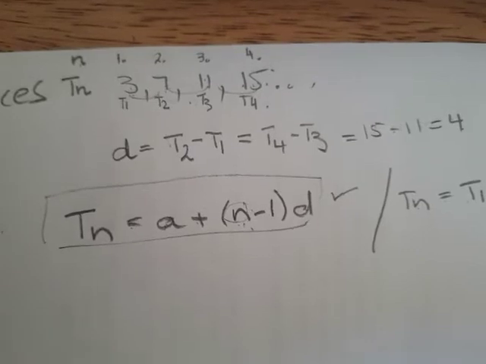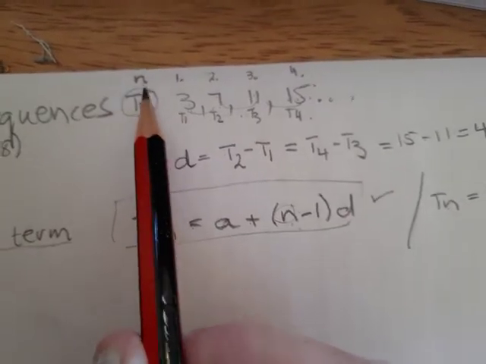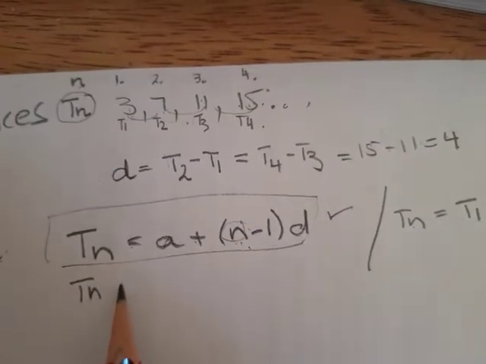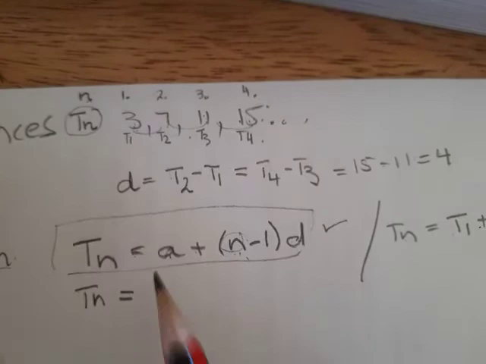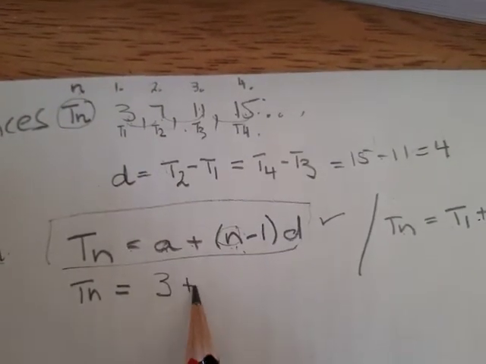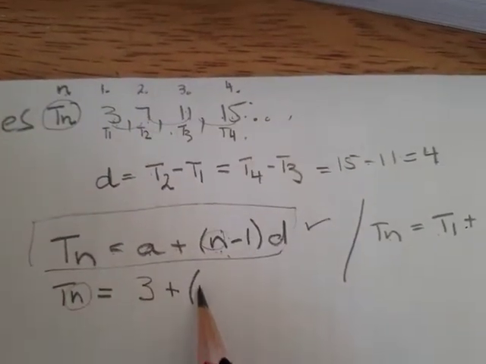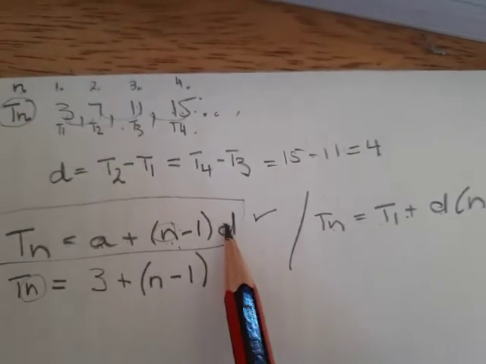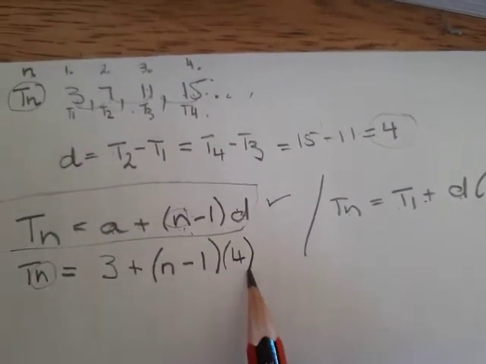Okay, so if you now want to find the nth term, meaning you must find Tn in general format, you're just simply going to substitute. In the place of A, you must put the first term, which is 3, plus n minus 1, because Tn is what we want to find out, so that is going to remain. And the common difference you have calculated as being 4, so times 4.